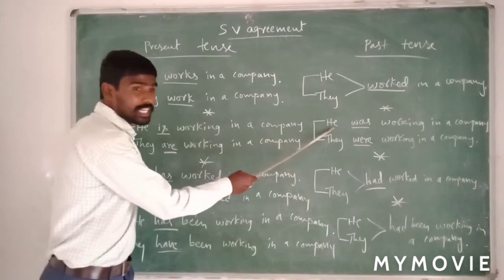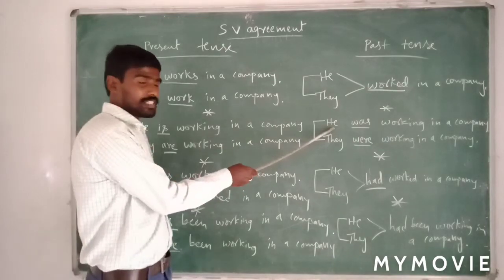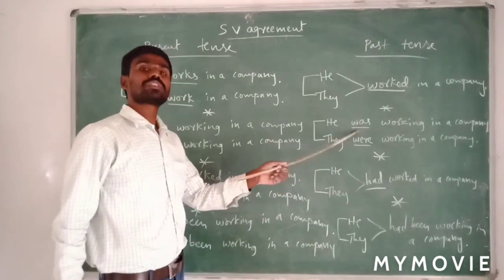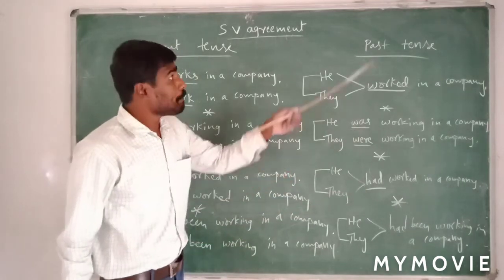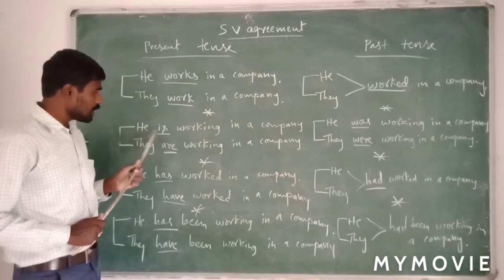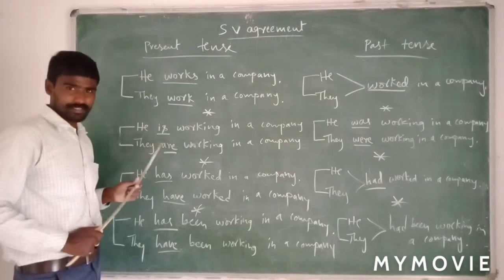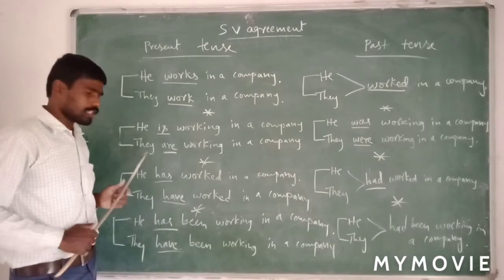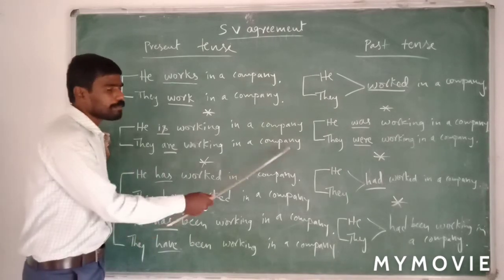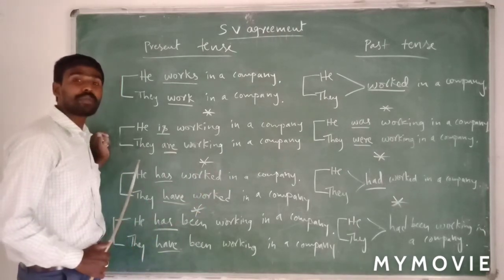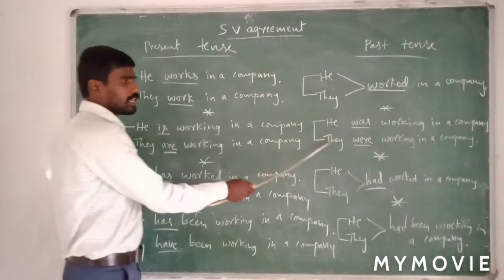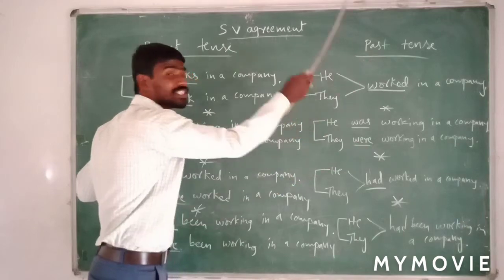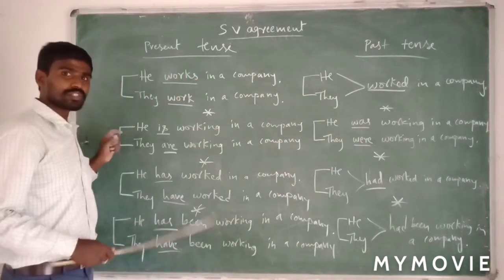When you look at the same sentence in past tense, he was working in a company. We use singular be verb in past tense. We use singular be verb in present tense. Past tense and present tense. So for plural subject also, they are working in a company. Plural be verb in present tense. They were working in a company. Plural be verb in past tense. Right? So that is how.